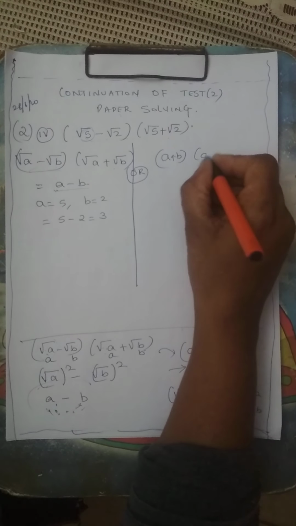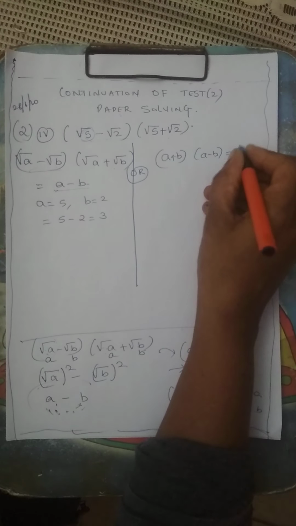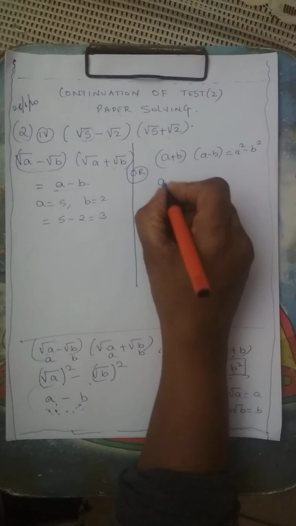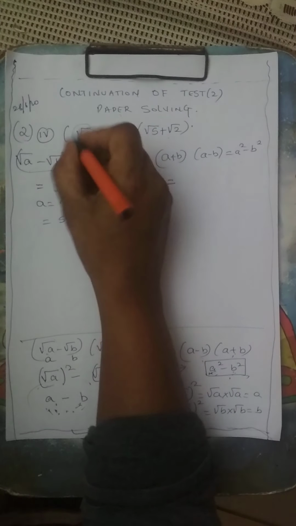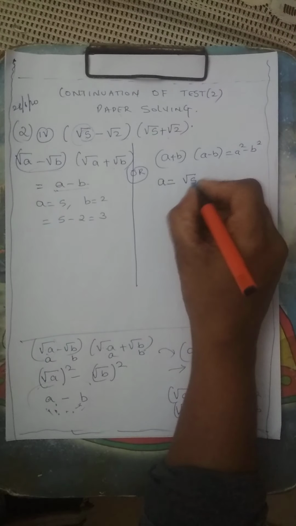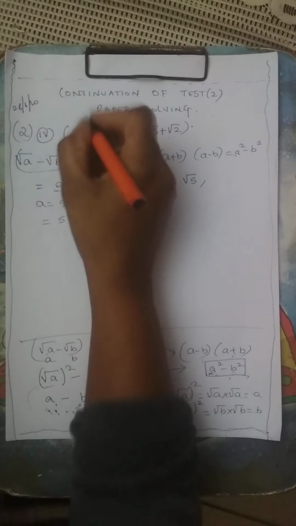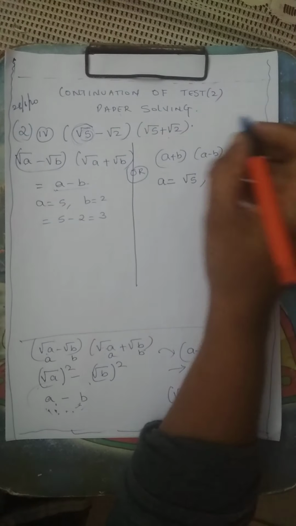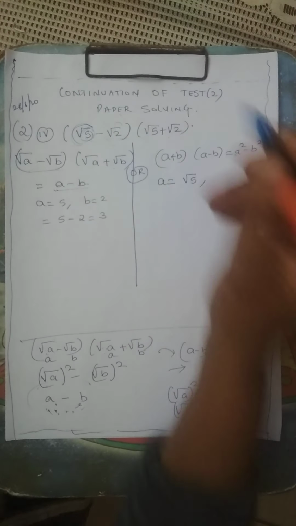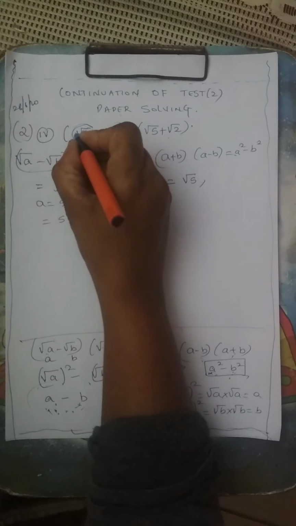Now I want to use the identity A plus B, A minus B, which is A square minus B square. When you are using this identity, who will be your A? A will be full root 5. Learn this by heart. So if you are using this, your A will be this full thing and your B will be this full thing.